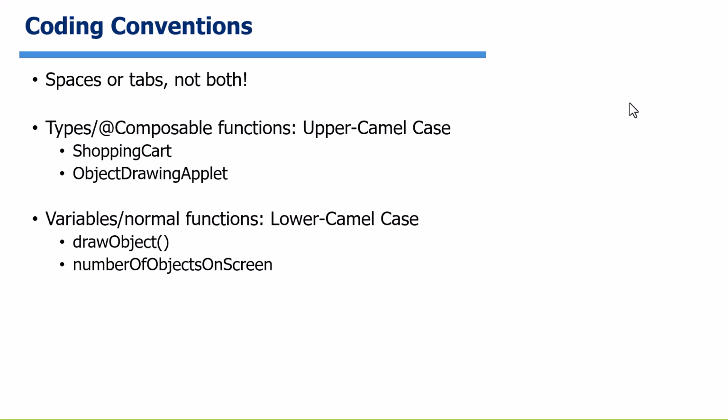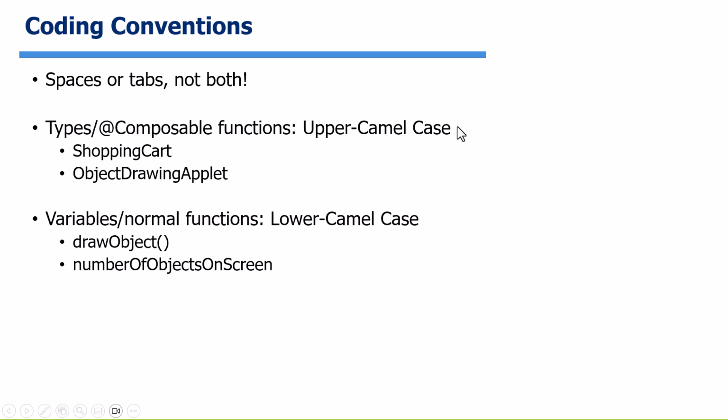Leading indentation: use all spaces or use all tabs, but don't use both. I'm okay with either one of those because they'll show up fine in my editor when I take a look at your code. For any types that you have, whether it's a class or an interface or enumeration or a composable function, you're going to use upper camel case.